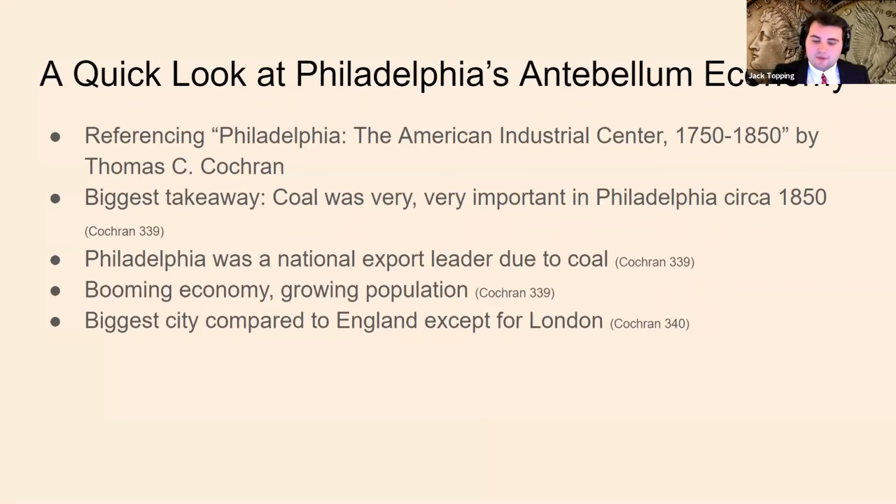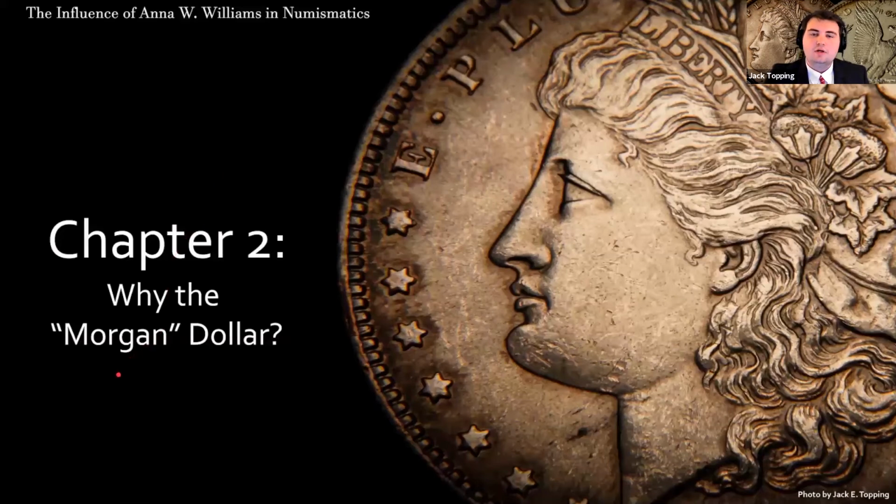So now that we learned about Anna Williams' genealogy, what life was like in 1850 very briefly, and what made the economy roar, let's move to one of the key questions in this presentation. Why the Morgan dollar?